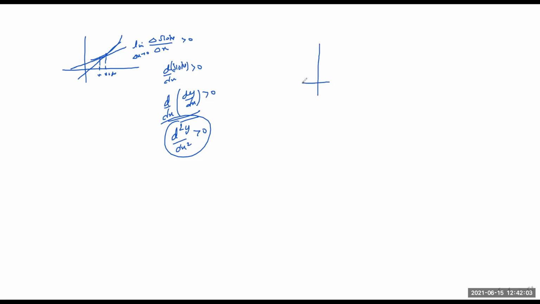Sir, I got disconnected when you started the d2y by dx square. Okay, someone had doubt actually, so I was clarifying that doubt. If you have doubt, you can also ask. Someone had doubt about what the d2y by dx square meaning is. So that is what I explained, that it's the rate of change of slope.